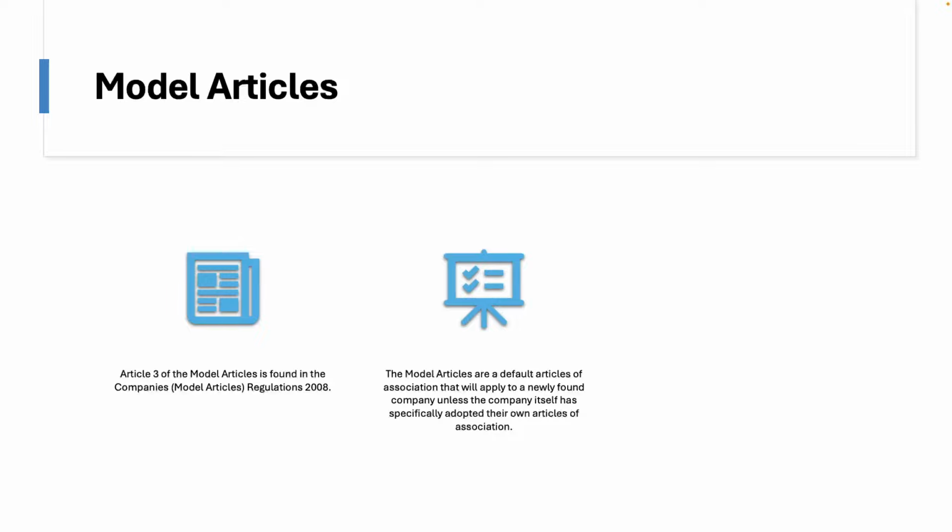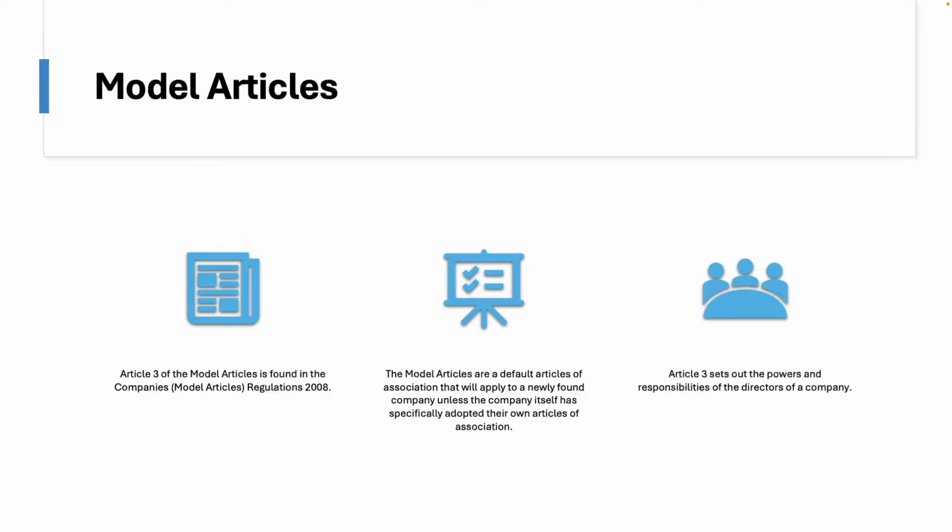So the model articles of association are found in the Companies (Model Articles) Regulations 2008, and they're essentially a really handy and useful way for often small businesses, or businesses that don't need too much complexity in the relationship between directors and shareholders, in their constitution. There are default articles of association which will apply to all companies unless a company specifically adopts its own bespoke articles of association.